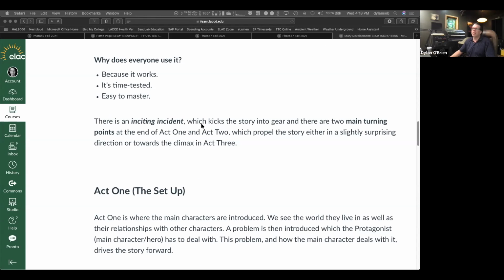So the inciting incident kicks off the story into gear. Everything up to this incident is just setup. Like, hey, here's my house, here's my life, here's what I do, yada, yada, yada. And then this thing happens and boom, it sets the story into gear and it starts moving. So they're going to be heading towards these main turning points at the end of Act 1 and Act 2. And these are, again, going to further propel the story either in a slightly surprising direction or towards the climax in Act 3.